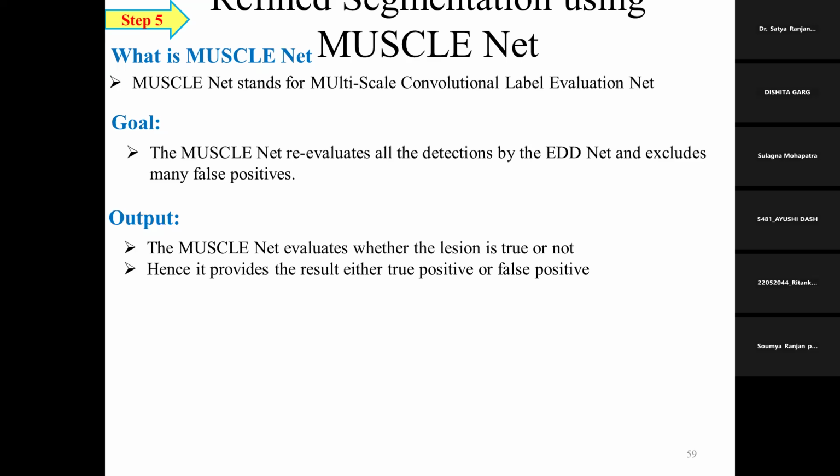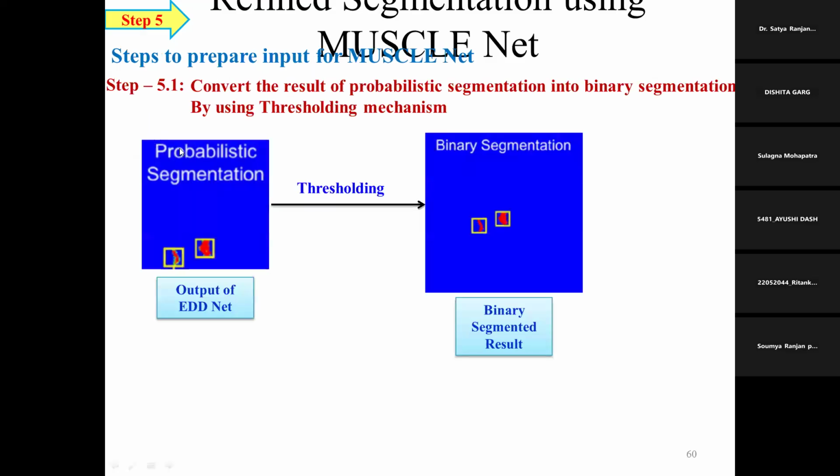So the output of the MuscleNet will evaluate whether the lesion is a lesion or a false positive. So that part. Then how the MuscleNet works, step 5.1: convert the result of probabilistic segmentation into binary segmentation by using a thresholding mechanism. The thresholding mechanism we have already learned through image segmentation, through image pre-processing methods.